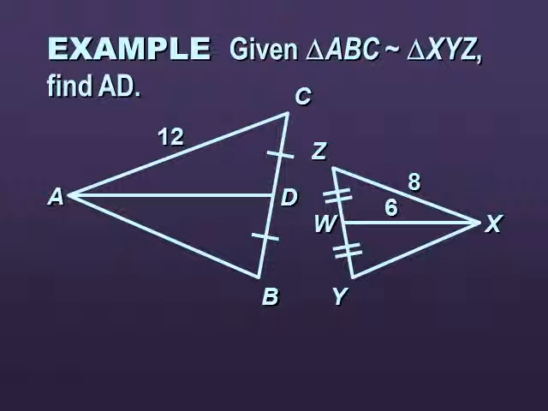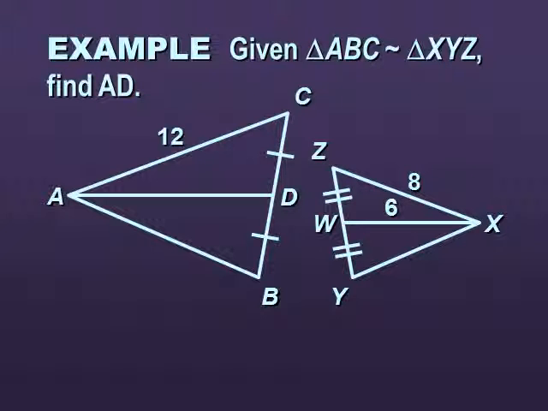So given that ABC is similar to XYZ, we can find AD because we know they're similar. Otherwise, we wouldn't be able to. We don't have enough information. We don't have side angle side, we don't have even angle angle, and we definitely don't have even a right triangle. So we would be able to set this up.